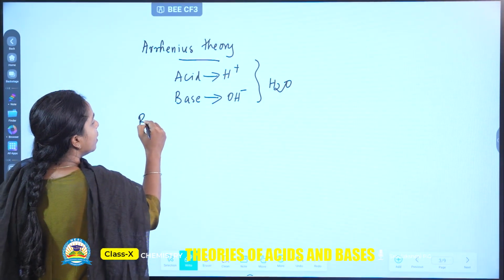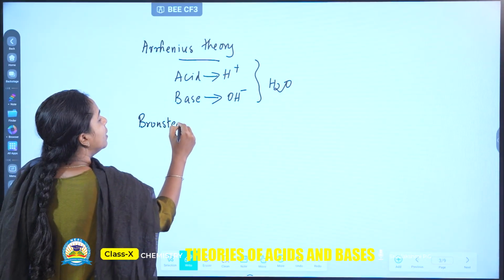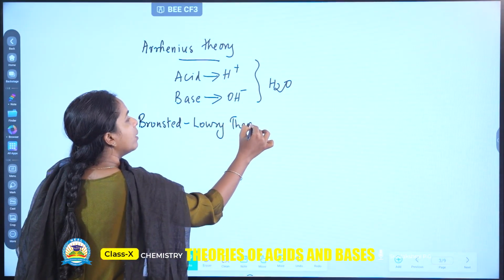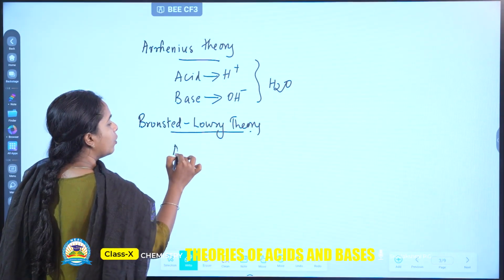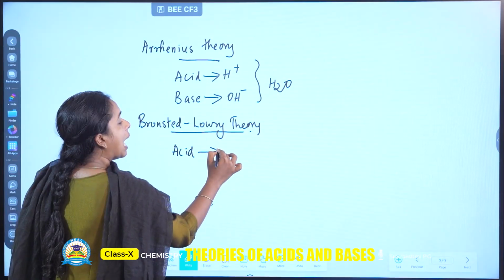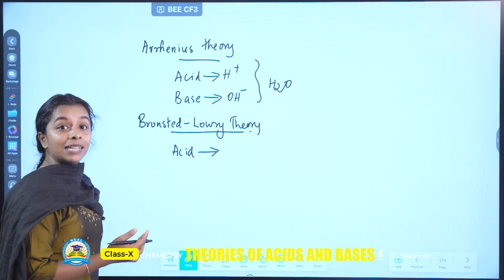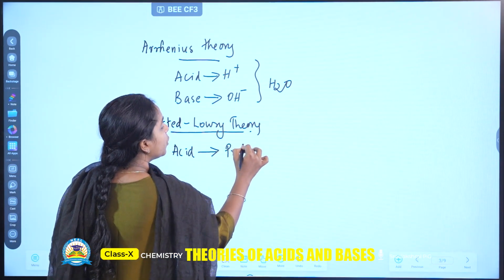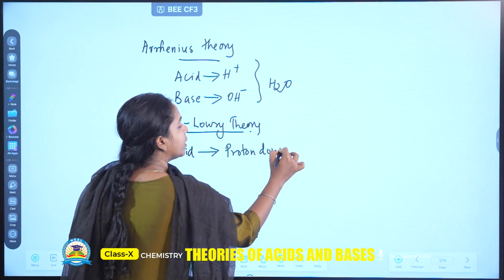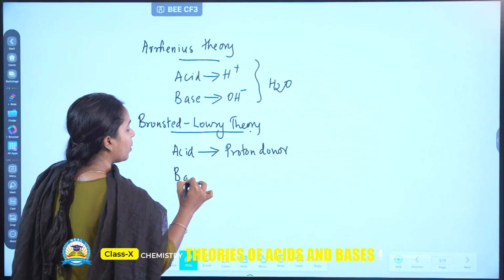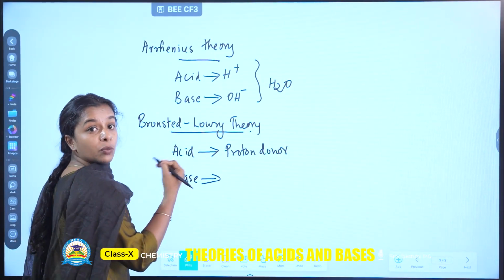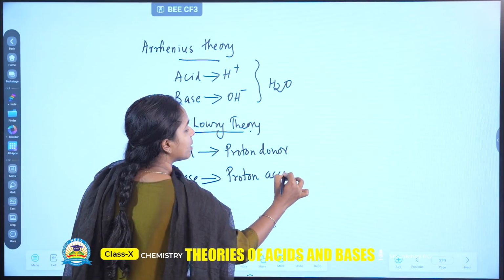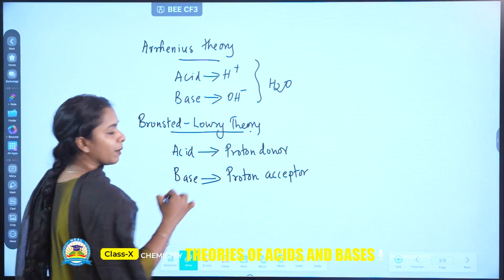Second one was the Bronsted-Lowry theory. According to Bronsted-Lowry theory, acid will donate protons. Acid is a proton donor, and base will accept those protons. So we can say that it is a proton acceptor.